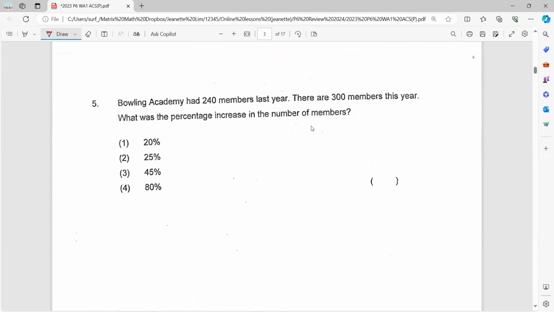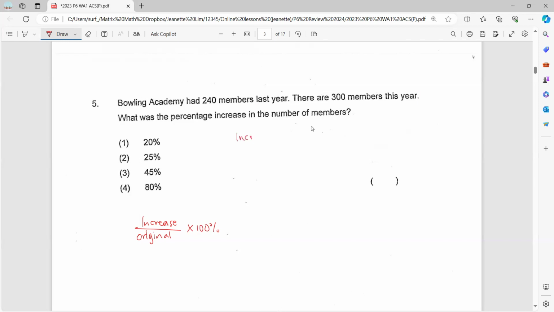Question 5, Bowling Academy had 240 members last year. There are 300 members this year. What was the percentage increase in the number of members? Okay, so to find percentage increase, always use this formula: increase over the original times 100%. Okay, so there are two things we need, increase and the original.